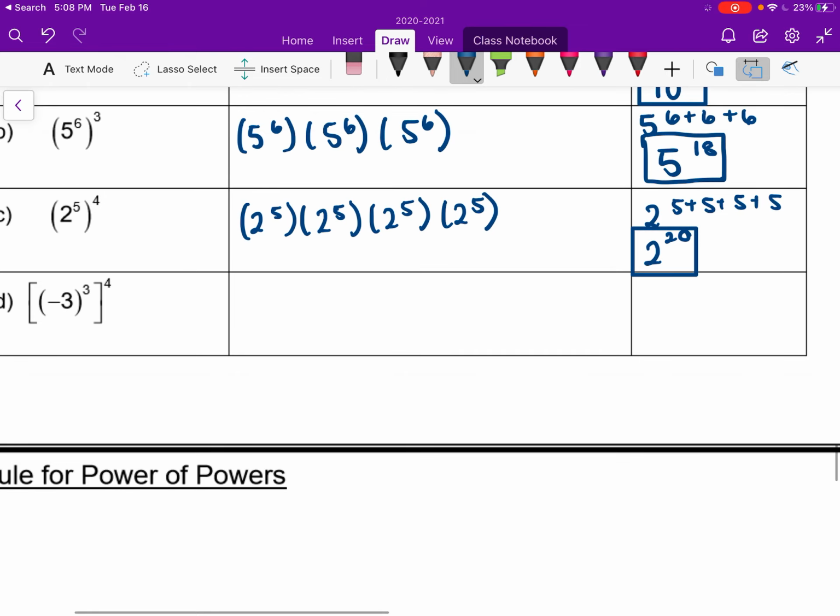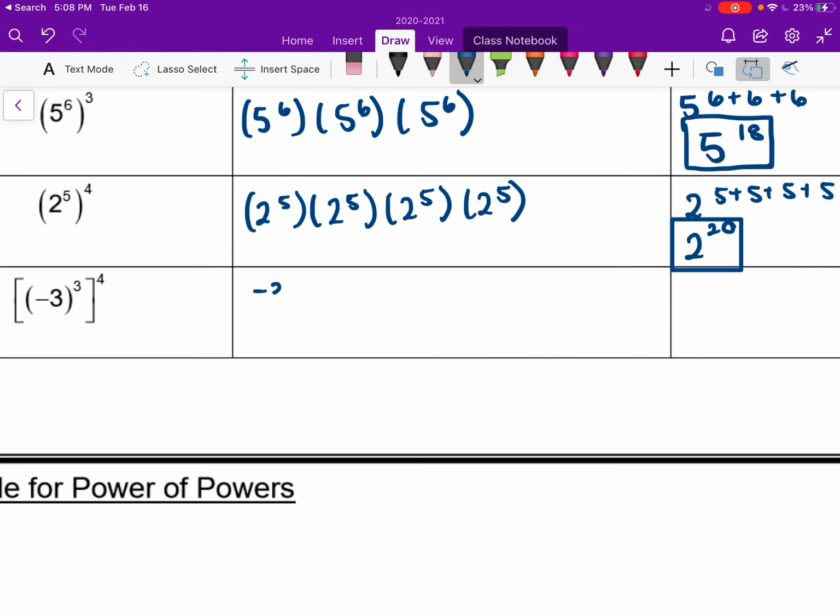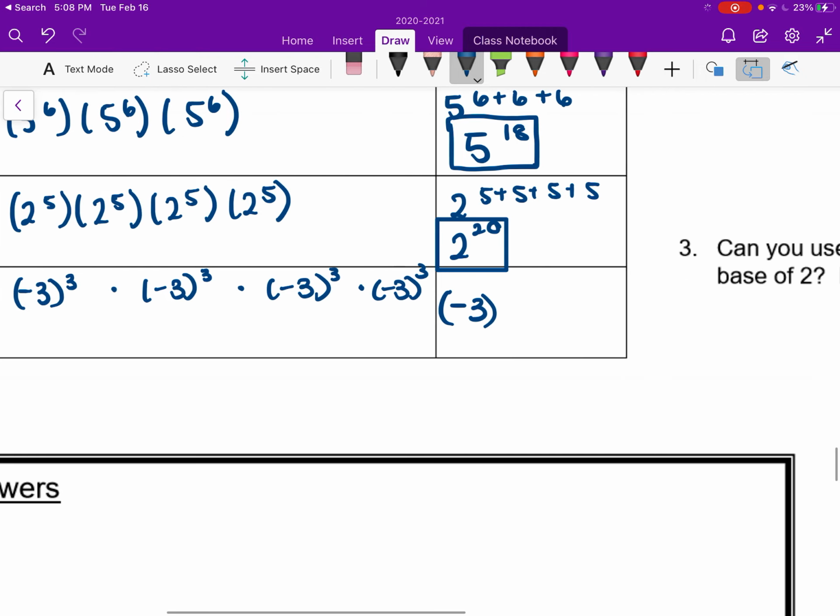Okay. Same idea here. So we have negative 3 to the power of 3 times negative 3 to the power of 3 times negative 3 to the power of 3 times negative 3 to the power of 3. So I have all the same base, so I can leave it the same, right? And then I can just add the exponents together. So it's 3 plus 3 plus 3 plus 3, right? So that's negative 3 to the power of 12.